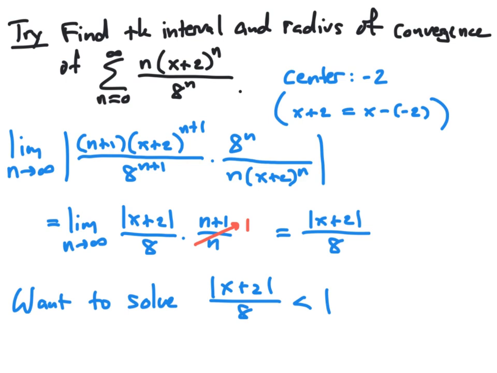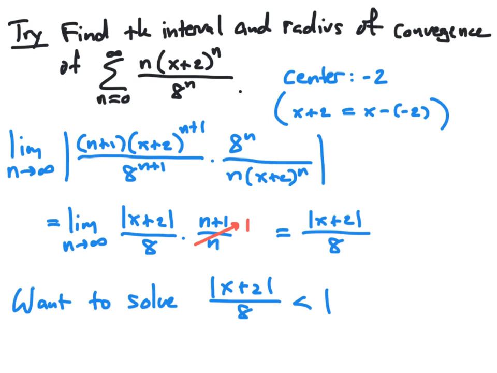Next, we compute the limit of the ratio of consecutive terms for our power series. Specifically, we want the limit as n approaches infinity of the absolute value of (n plus 1) times (x plus 2) to the n plus 1, all over 8 to the n plus 1, multiplied by 8 to the n, divided by n times (x plus 2) to the n. We can simplify all of the terms here, and we're left with the absolute value of (x plus 2) over 8, multiplied by (n plus 1) over n.